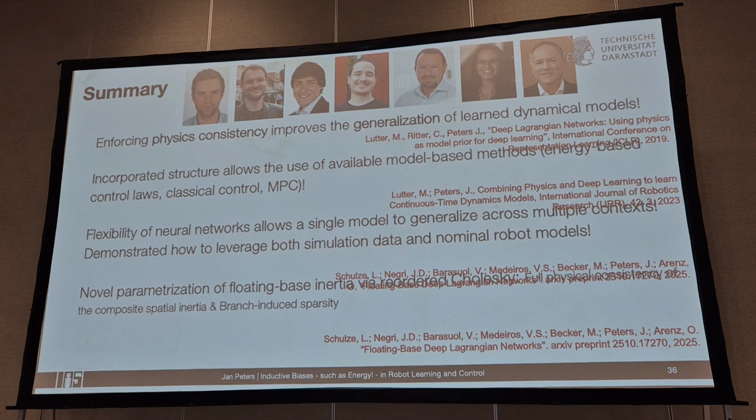We will at best get a digital twin for some situations, and the flexibility of neural networks on the one hand allows us to get better performance, and we can use this now, thanks to Luca's work, across multiple contexts. And he showed that this actually works really well for simulation and nominal robot models. And even cooler for floating-base systems, this works by using these composite spatial inertia and the branch-induced sparsity. With that, I'm close, and thank you for your attention.